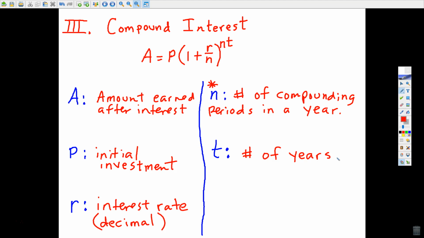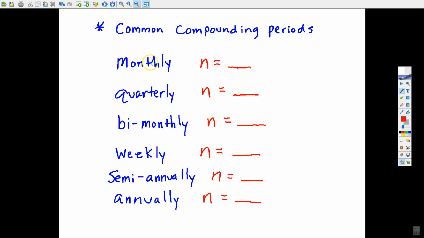Okay, so before we actually apply this formula, let's do something that some people struggle with. Let's identify some common compounding periods. What is the numerical equivalent that we'll plug into our formula for each of these words? Well, monthly means, you probably guessed, 12. N would be 12. 12 times a year, if compounding is monthly, then we're going to get our money compounded 12 times in a year.